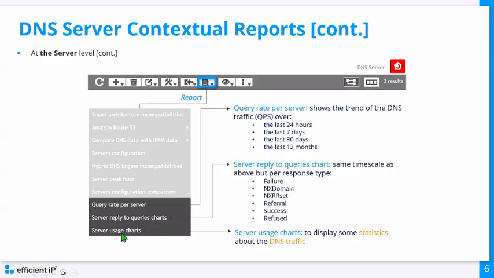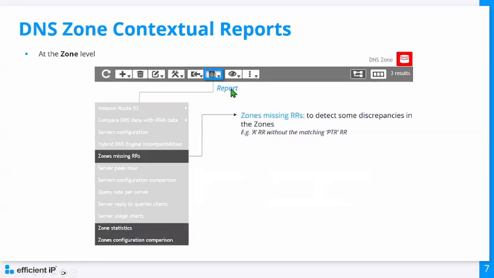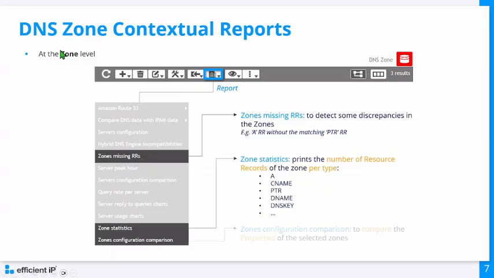And also you will be able to see the server usage. That is about the DNS traffic. You just have to go and generate the report and you will see the output. You will understand what the report is for. Now, you also can generate report at the zone level.